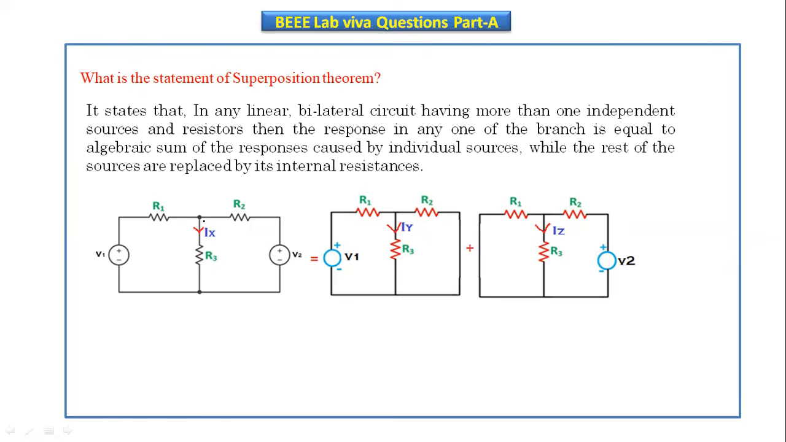The response in any branch is equal to the algebraic sum of the responses caused by each source acting alone. In this circuit, V1 is present in this source, and V2 is alone. So according to the superposition theorem, Ix should be equal to Iy plus Iz. This is the superposition theorem statement.